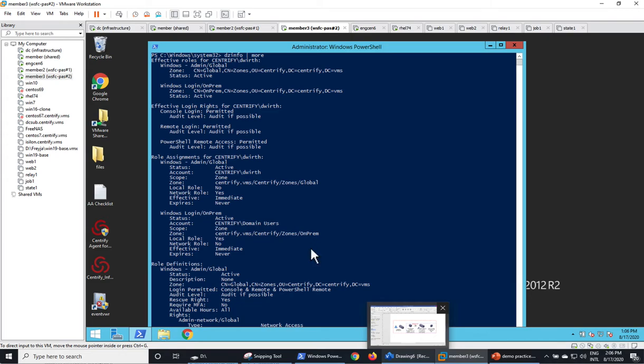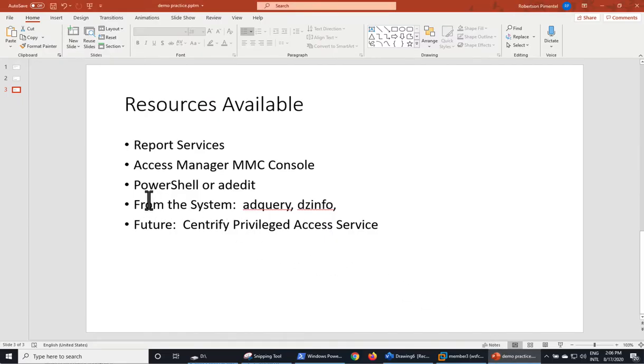So that being said, let's just quickly summarize. There are different ways for you to find out who has access to what, what can they do, what type of assignment was it? Was it a zone? Was it a computer role? Was it a system? Was it assigned to a user? Was it assigned to an AD group? So you have report services, you have the Access Manager console, you have PowerShell or adedit, you have commands from the system, and in the future, hopefully we can see those reports in Privileged Access Service as well.